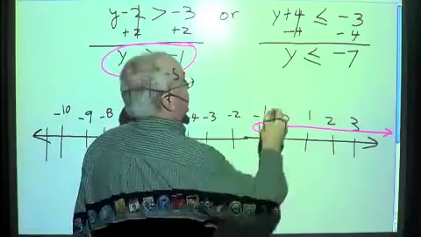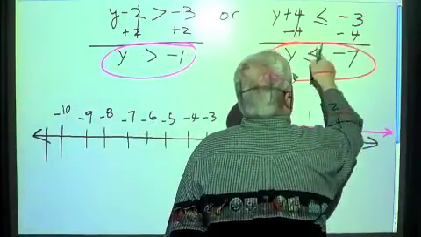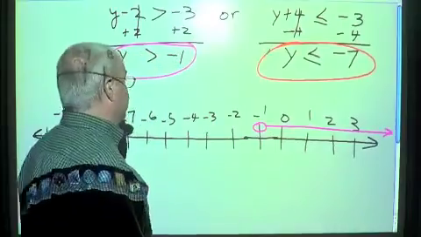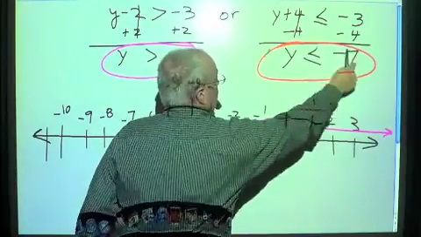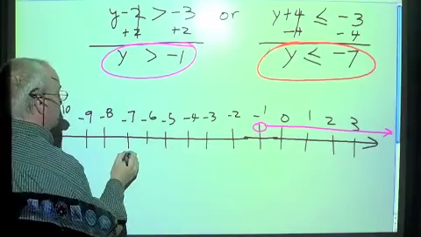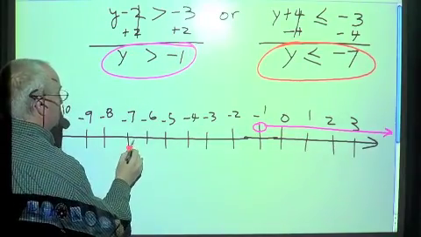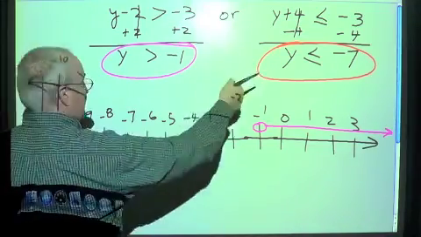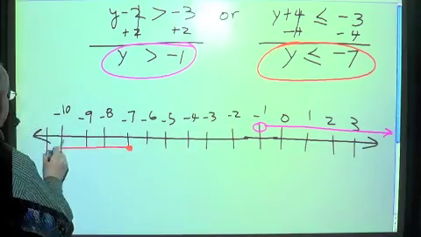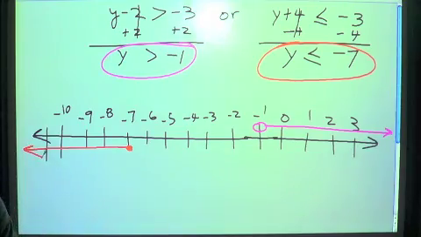Now let's look at the other one. Y is less than or equal to negative 7. What's going to be at the negative 7? Is it going to be an open or a closed circle? It's equal, so it's going to be a closed circle. Less than means it's going to go left. So we're headed this way.